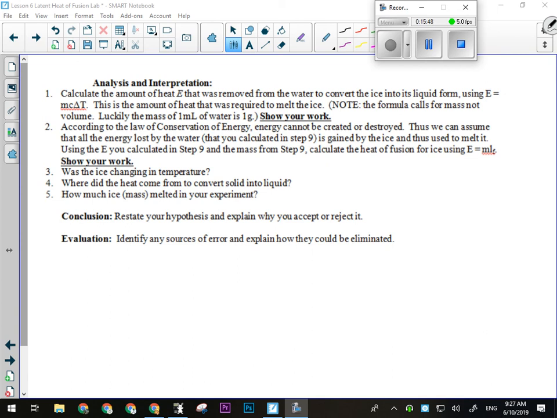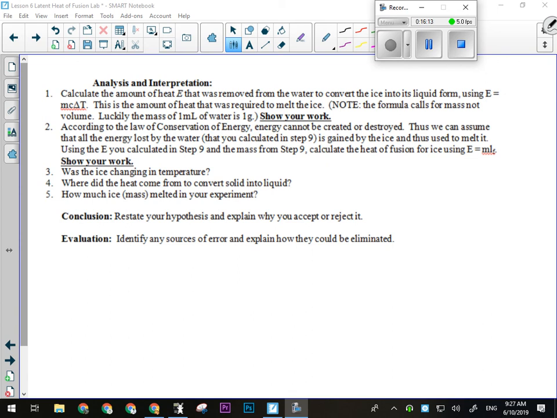Was it already at 0? It was, because it was already melting in the bag. It was melting in the bag, so it was already at 0 degrees Celsius. There wasn't any worry of it having to change temperature up to 0. It was already there. And where did the heat come from to convert the solid into liquid? Most of it came from what melted the ice? The water, for the most part.